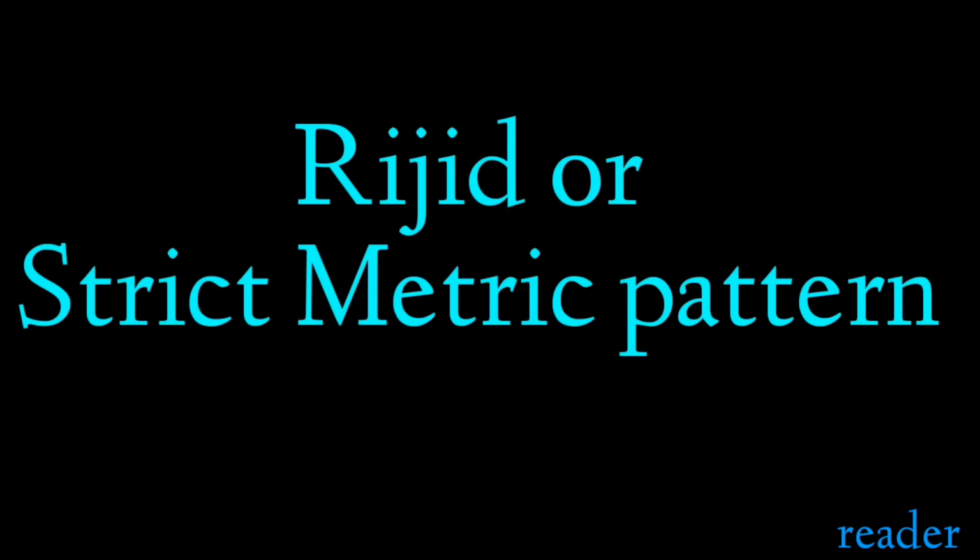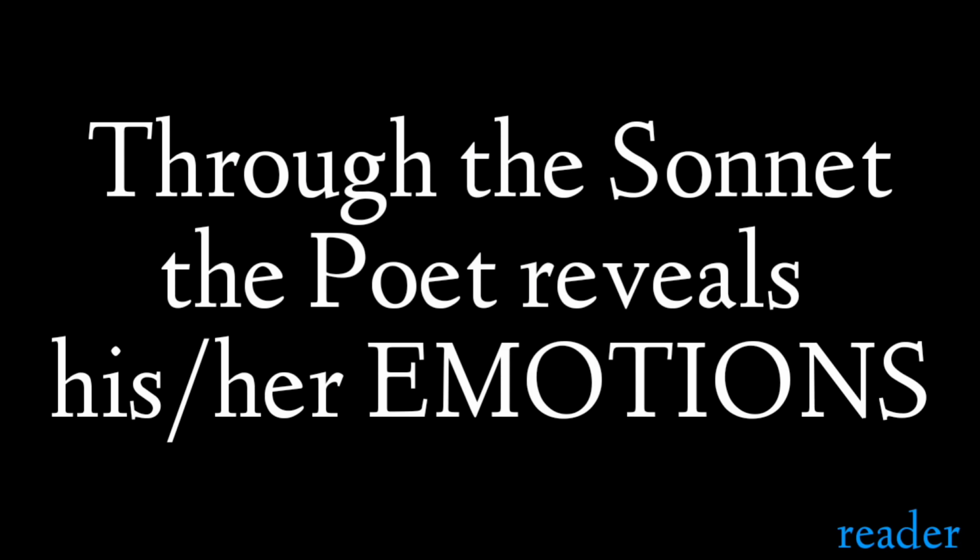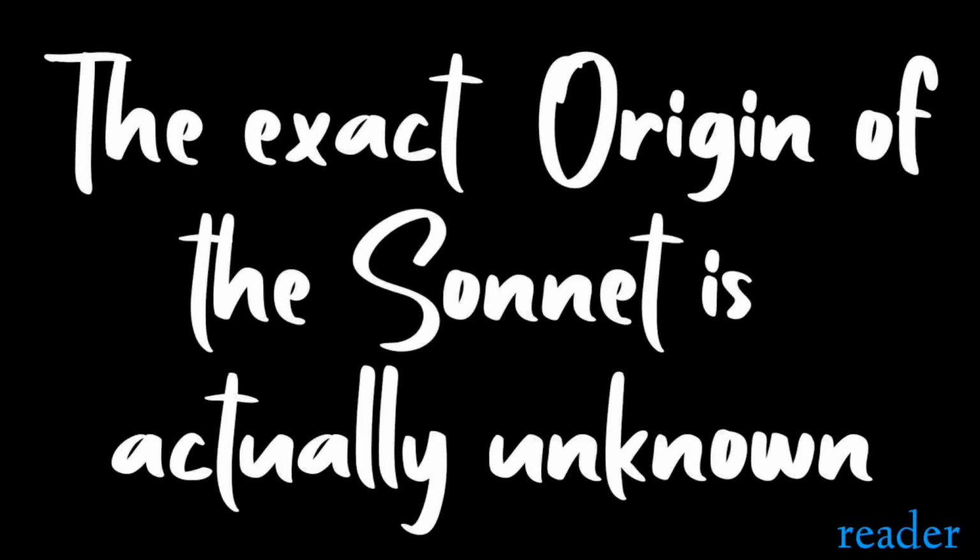That means the structure and texture of the sonnet are highly metric. Whatever it may be, it expresses the emotion of the poet. Actually, the origin of the poetic form sonnet has not been strictly determined. That means we don't know exactly where, what and how the origin of sonnet is. That is why it is said that the origin of the sonnet is not strictly determined.